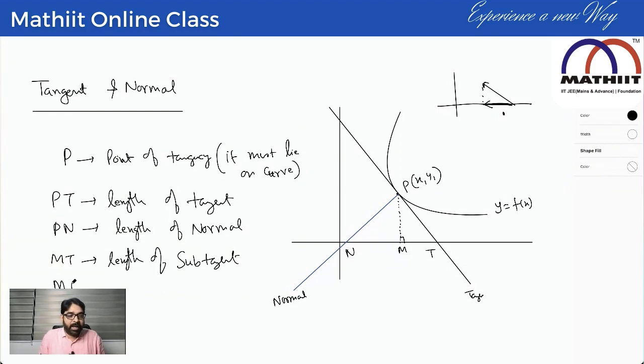And there is the MN. As the name itself says, length of subnormal, or you can say the projection of normal on the x-axis. I hope it's clear to everybody.